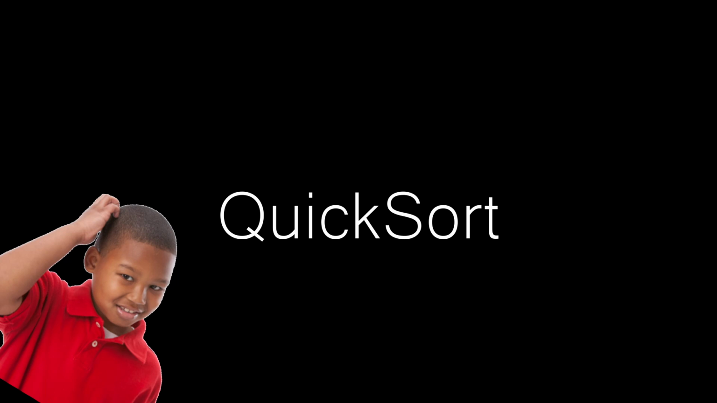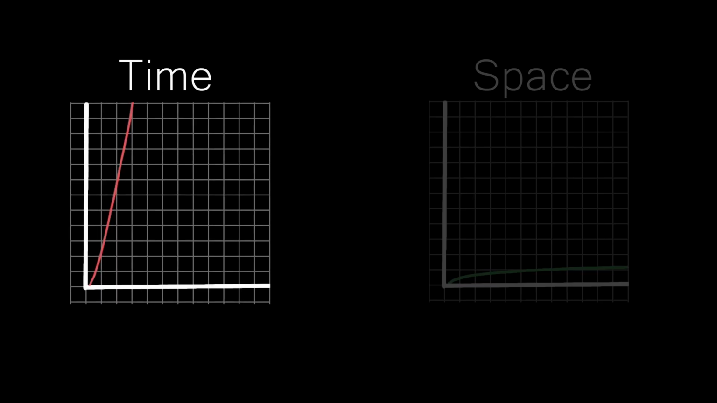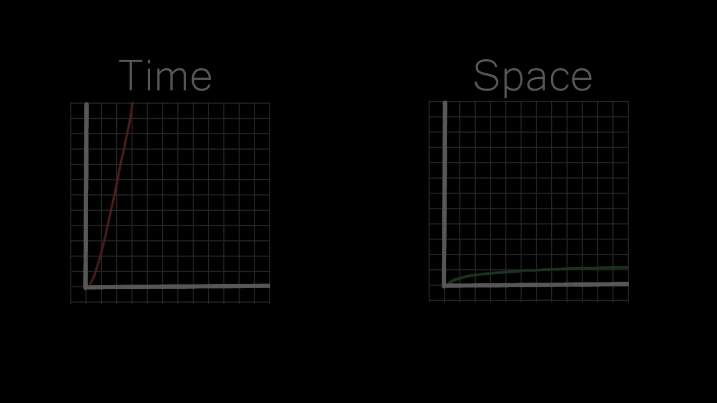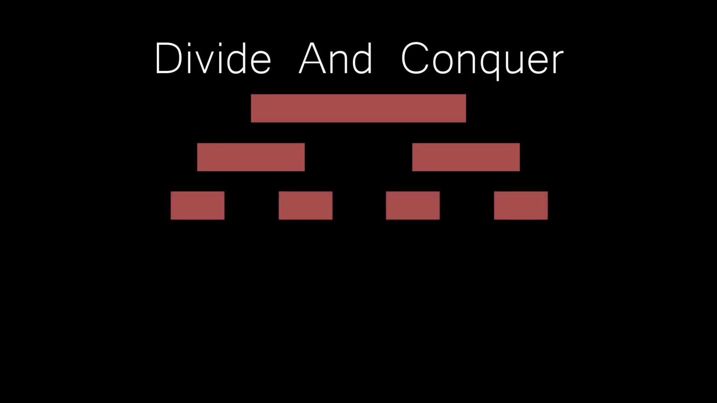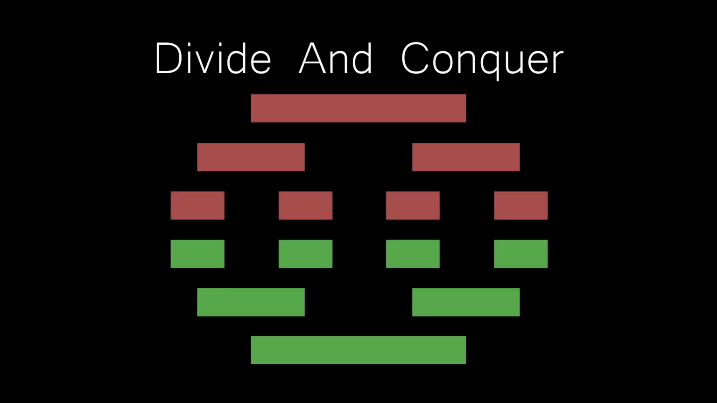Today we're going to cover QuickSort, which is a sorting algorithm that is, quick. It sorts data in n log n time in the expected case, and it has a space complexity of log n. Like merge sort, QuickSort relies on the divide and conquer approach, where we sort smaller chunks of the data and then push them back together to get a final result.